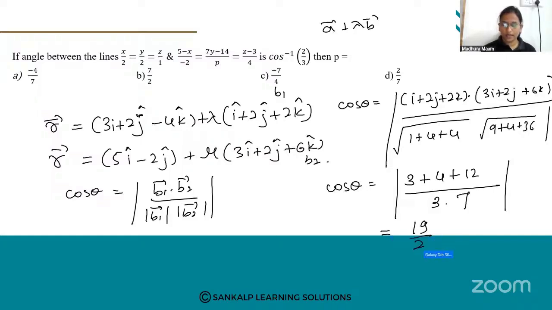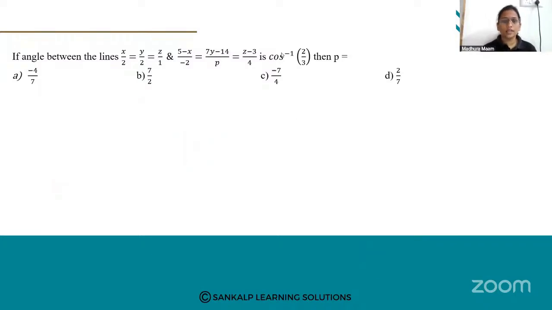So what we get here is 19 divided by 21. The question is not the cosine value, the question is the angle. The angle is theta, so that should be cos inverse of 19 by 21. That is your required answer. It was not in the options, it was just an extra question. The answer is cos inverse of 19 by 21. So this is about the angle between two lines. Any doubts to anyone?